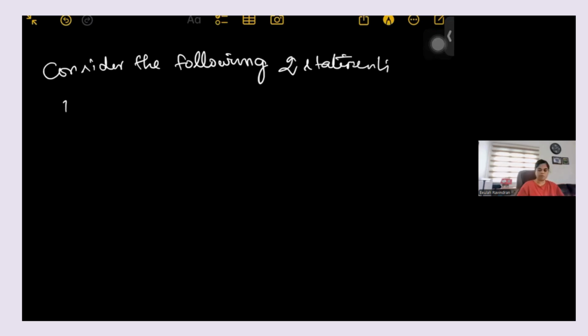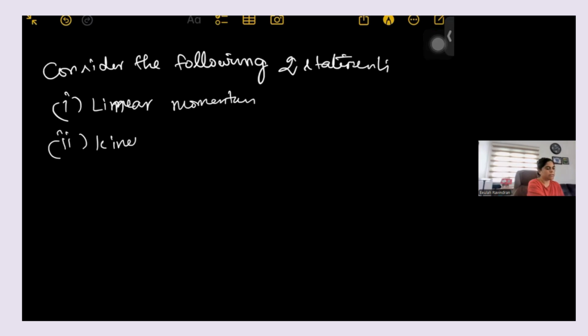First statement: linear momentum of a system of particles is zero. The second one: kinetic energy of a system of particles is zero. Here it is given a system of particles, not only the single particle.